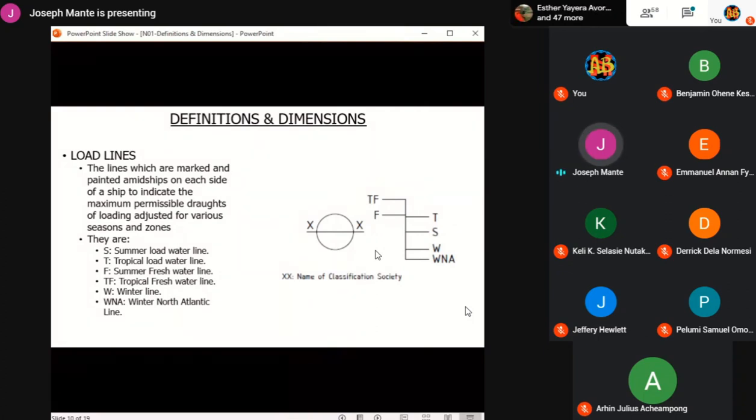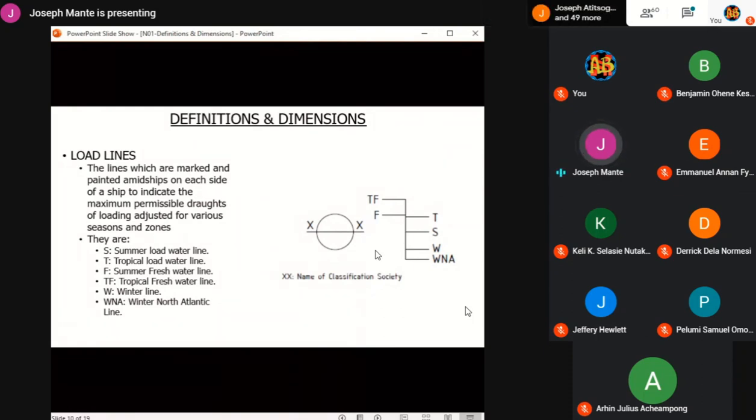And you know that sea water is denser than fresh water. So for instance, in Nigeria and other countries where you move from sea water to fresh water, if you are loading and you don't go according to certain calculations, and you just assume that when you get there it will be fine, they will not allow you to enter. So this is how the thing is done.